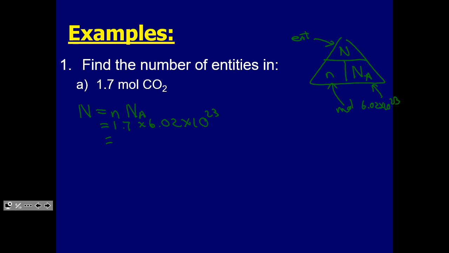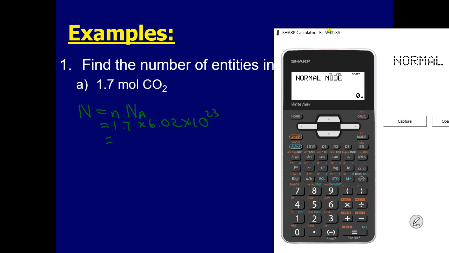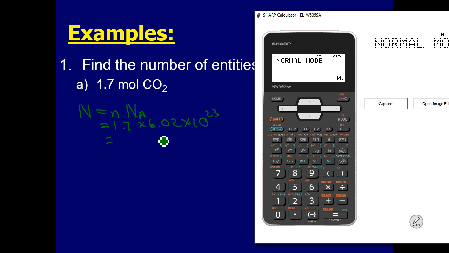Okay, awesome. It's going to work if I can get a hold of this thing. Oh, take a look at that. There, I got a calculator. Looks great. So let's see what this looks like. 1.7, beautiful, times. Now I need to put in this scientific notation, 6.02.